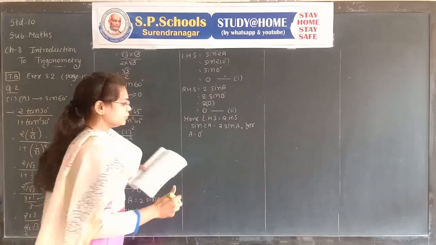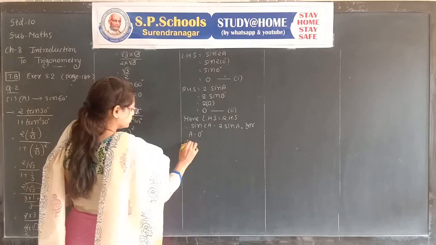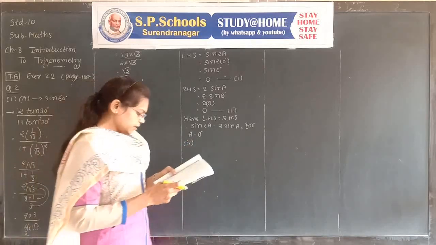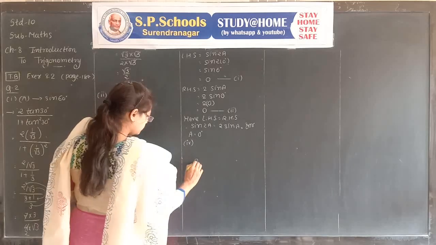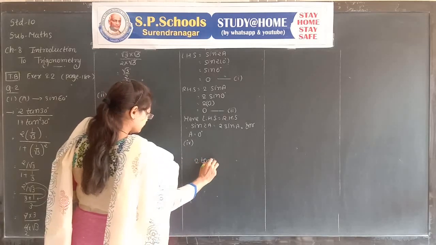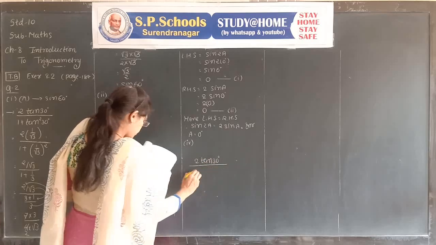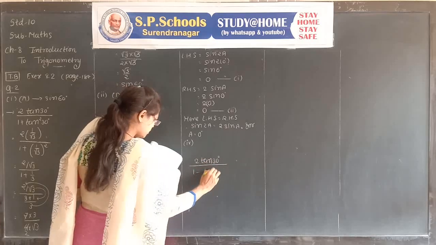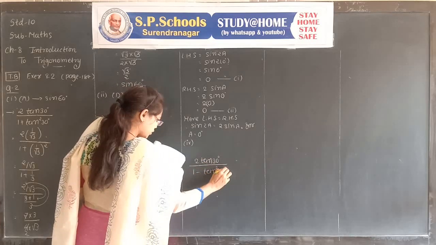Okay. Now fourth number. Fourth number is 2 tan 30 upon 1 minus tan square 30.